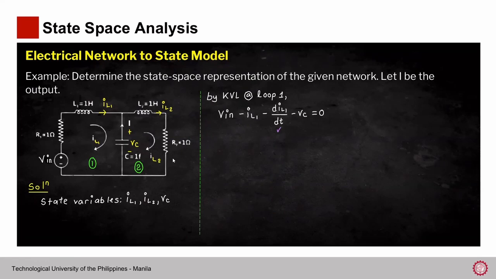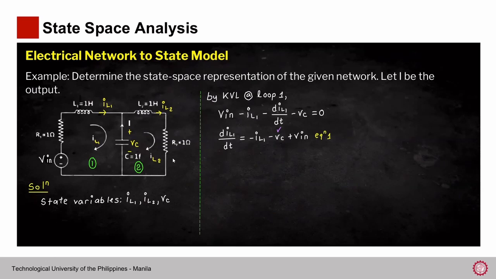So this is nothing but dIL1 upon dt. Okay, this is equal, pag nilipat natin to, to negative IL1, and then we have minus VC, and then plus Vin. Okay, so this is equation number 1.